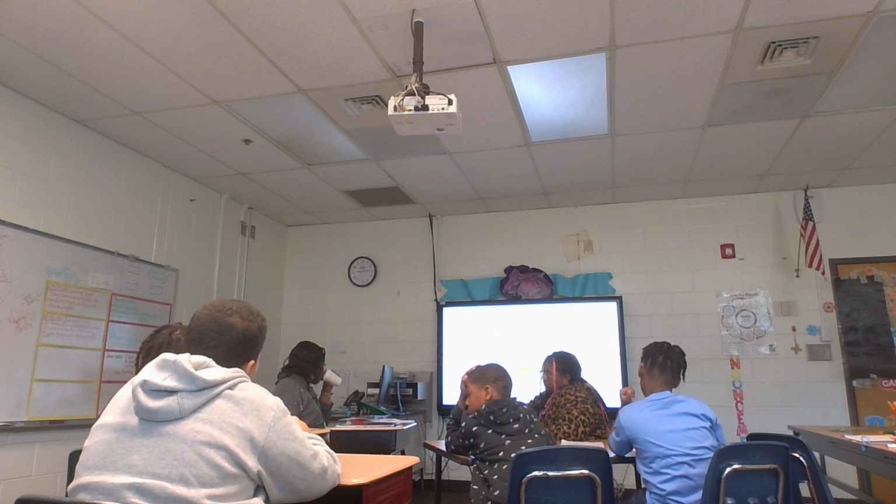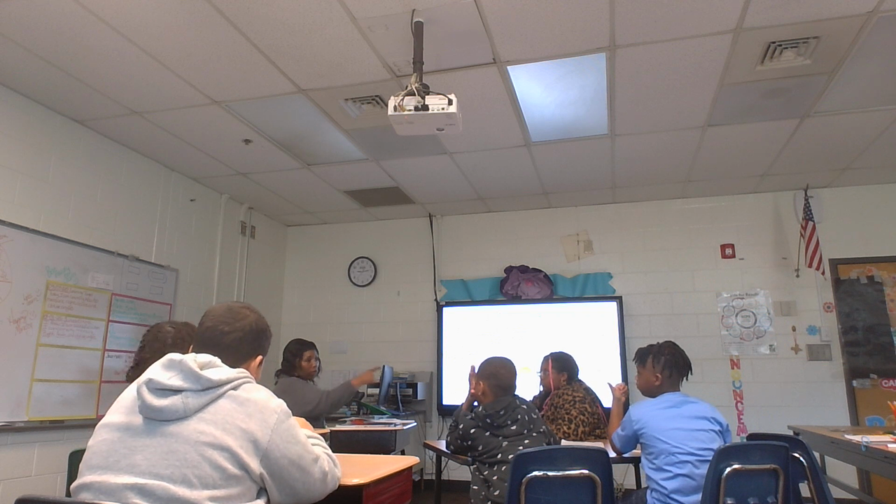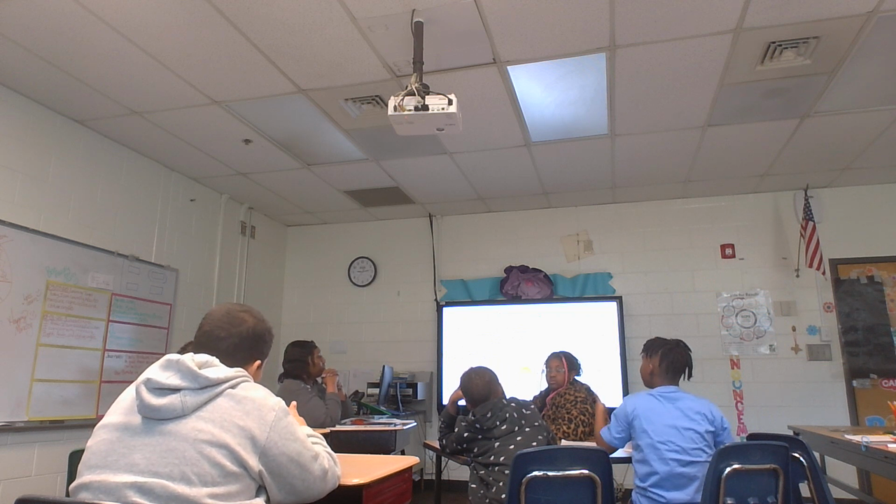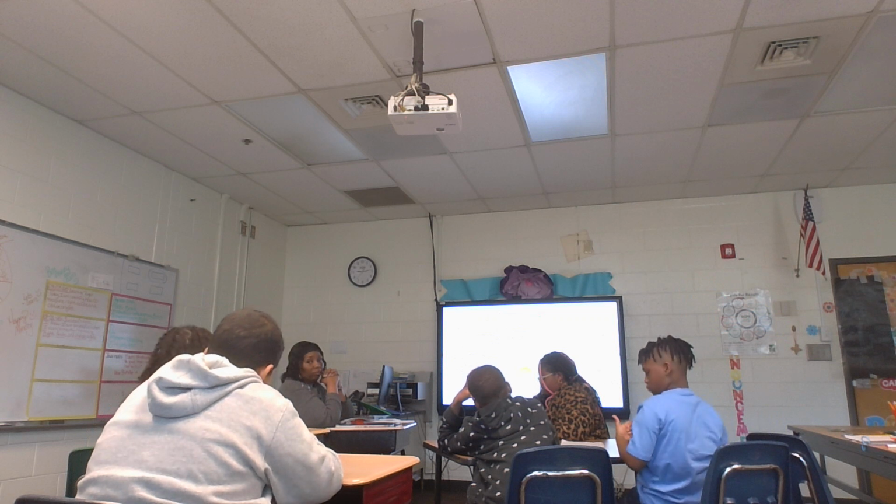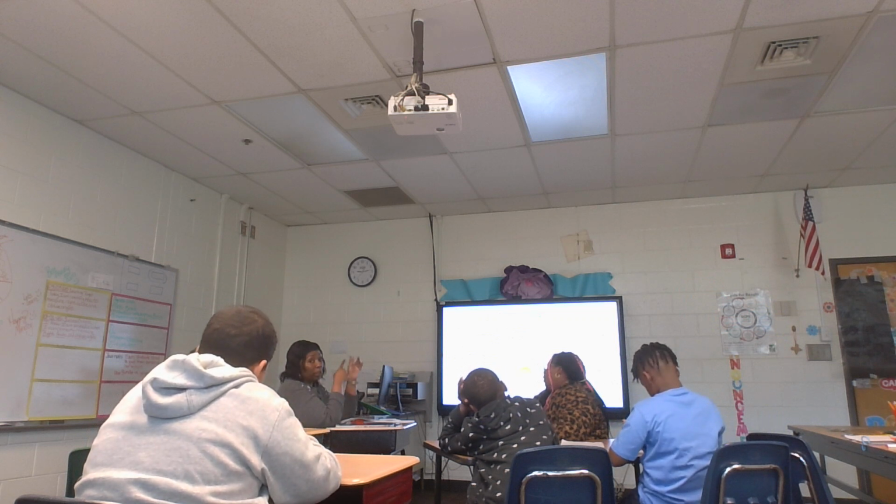Notice that with angle B, the ray goes through the 0 that is on the outside. And this means 145 degrees is the number on the outside. It has a measure of 145.